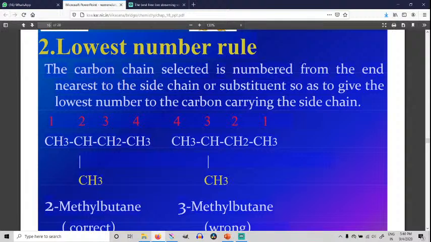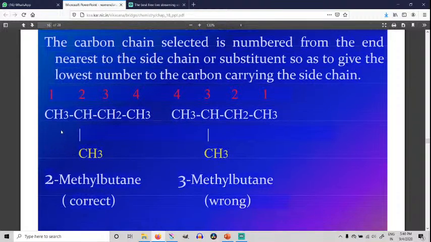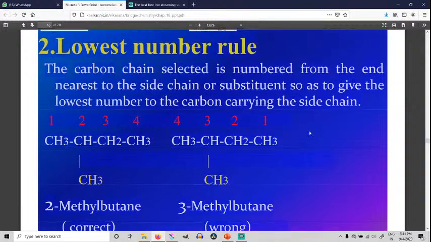Okay. So the second rule is the lowest number rule. It means the carbon chain selected is numbered from the end nearest to the side chain. We should always give the lowest number. Why? Suppose a substituent is attached. If you start giving 1, 2, 3 and count from right to left, it will become 3 methyl butane, but we should always give the smallest number. The lowest number rule should be there.